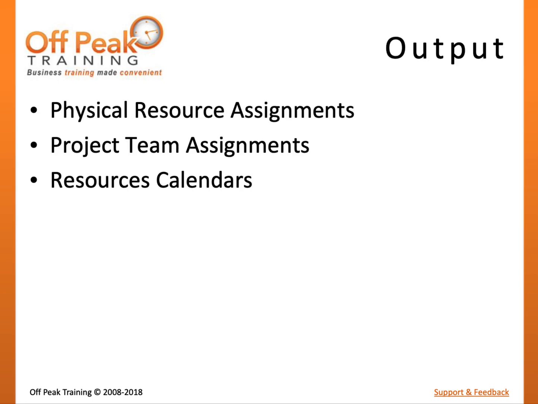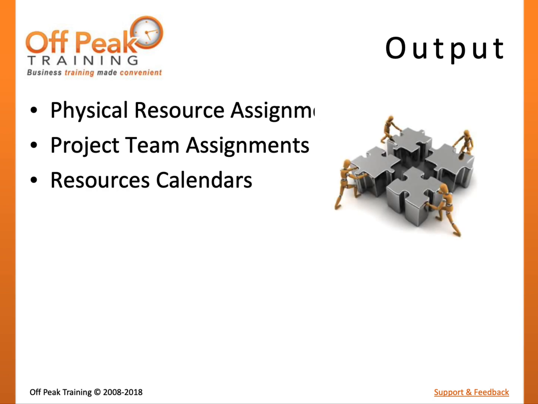There are 3 key outputs for the Acquire Resources process. Physical resource assignments is the documentation of equipment and materials that will be used to complete the project work. Project team assignments is the inclusion of personnel names in project documentation. For example, replacing the placeholders in the project schedule with the actual resource names.